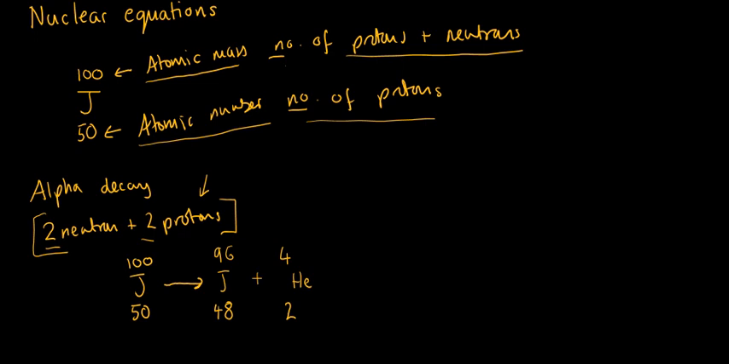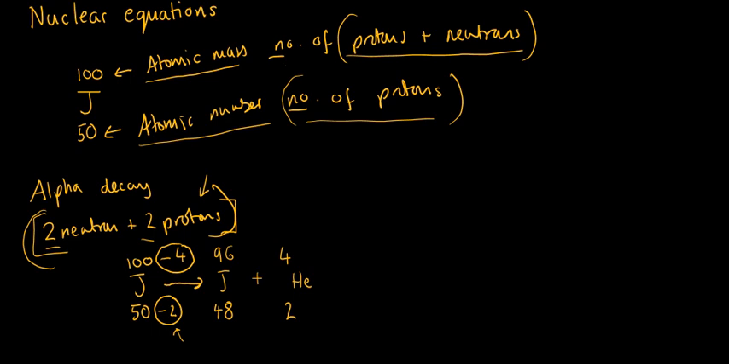So what we need to remember with alpha decay is that we minus 4 from our atomic mass and that we minus 2 from our atomic number. Why? We minus 4 from our atomic mass because atomic mass represents the number of protons and neutrons, and in total there are 4, 2 protons and 2 neutrons. Why do we minus 2 from the atomic number? Well, the atomic number represents the number of protons, of which 2 protons have been lost in alpha decay.